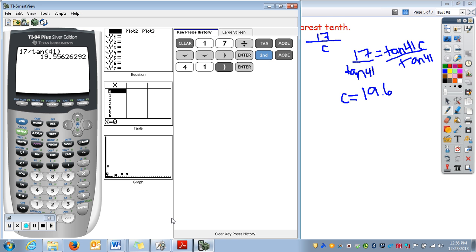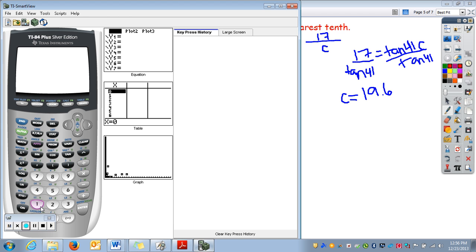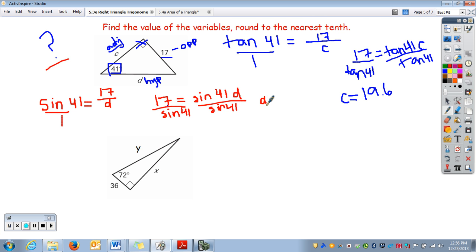Alright, so use your calculator. I'm going to type in 17 divided by sine, S-I-N, not sin, of 41 equals 25.91, so 25.9. Now, in some calculators, depending on the model, you actually have to type in the degree first, and then sine or cosine.